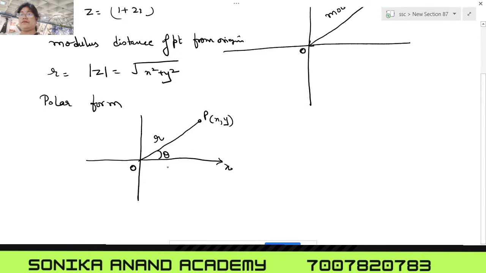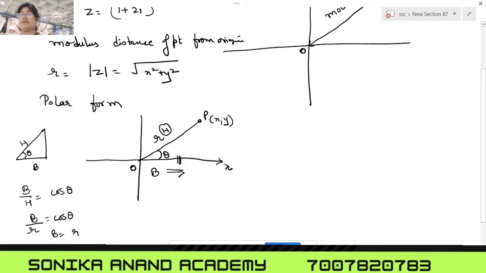Now, if we have to find the value of this horizontal axis, this is the base, this is the hypotenuse, according to Pythagoras theorem, and this is theta. Clear, Ritika? So base upon hypotenuse is equal to what? Cos theta. So in place of hypotenuse, we can write R, that is cos theta. So base is equal to R cos theta.